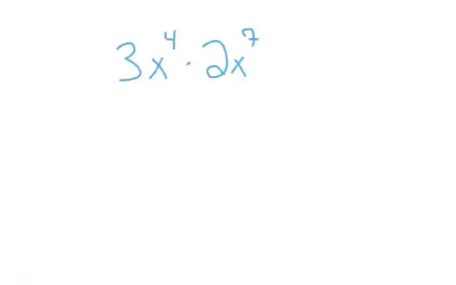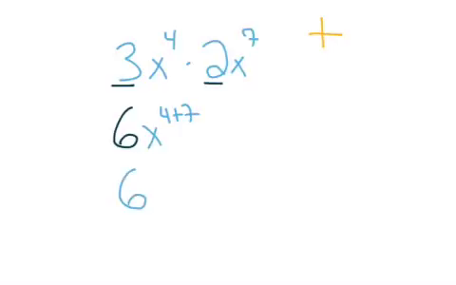Let's try this one. This one's only a little bit different because of these coefficients out in front. Whenever you have coefficients out in front, you actually still multiply them. So I would have 3 times 2, which gives me 6. And remember, when I have the same base and I'm multiplying, I add my exponents. So I would have x to the 4 plus 7, which in this case gives a final answer of 6x to the 11th.